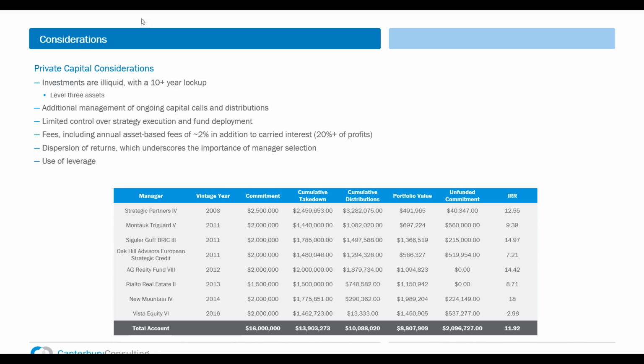Limited control over vehicle and execution. It's extremely important to pick the right strategies and the vehicles. So understanding that is really important.